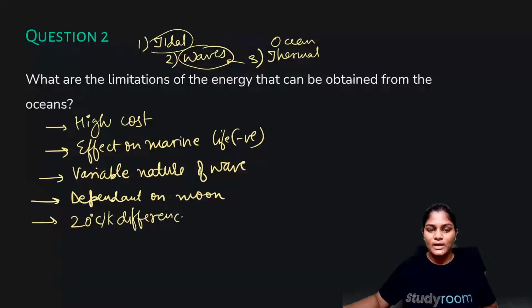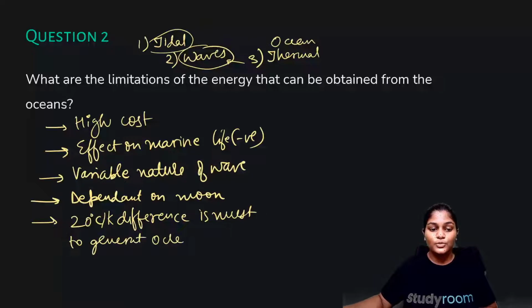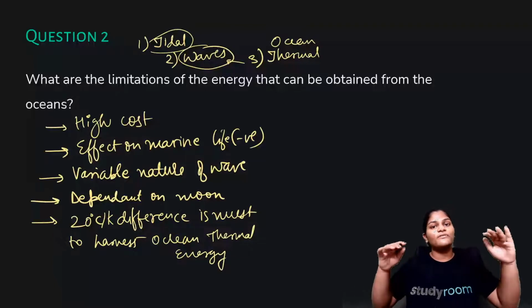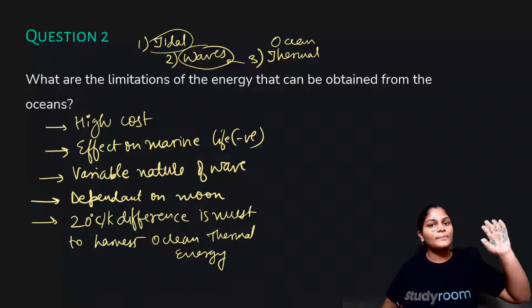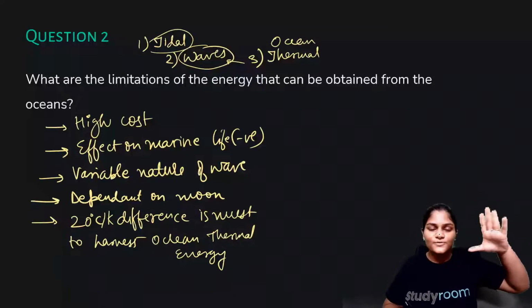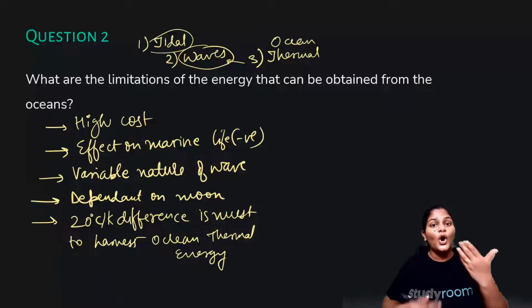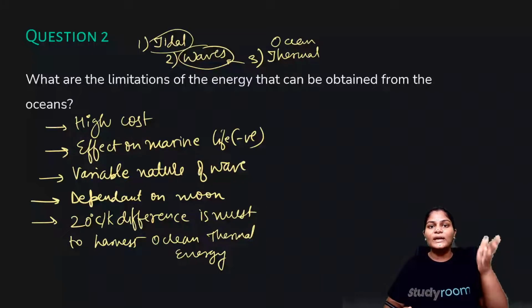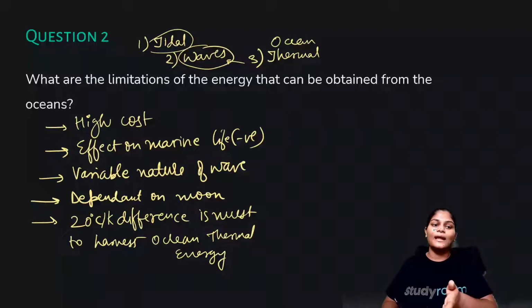Celsius or Kelvin, it's the same, is a must to harness ocean thermal energy. Again, another limitation, we can't just do it anywhere at any distance from the surface at any temperature difference. It has to be 20 degrees Celsius, and it has to be around 2 kilometers from the surface, around that much, right? So all of these things you have to keep in mind. That is why we can't always completely rely on the oceans or the energy obtained from the oceans.